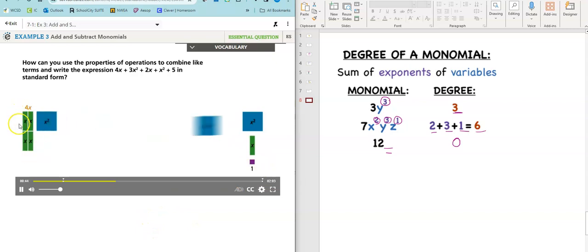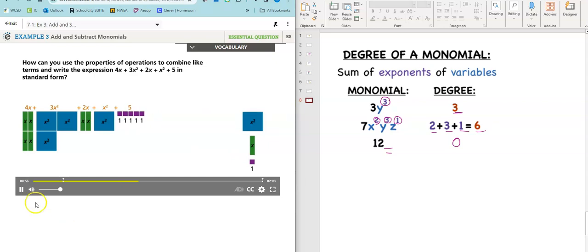So they show what the tiles would look like for each monomial using algebra tiles. You can see here that the like terms have the same variables with the same exponents. So these x squares that are all blue and big and square can get put together because they are like. These single x's that are green and skinny and tall can be put together because they are like, and you'll see that in the video.